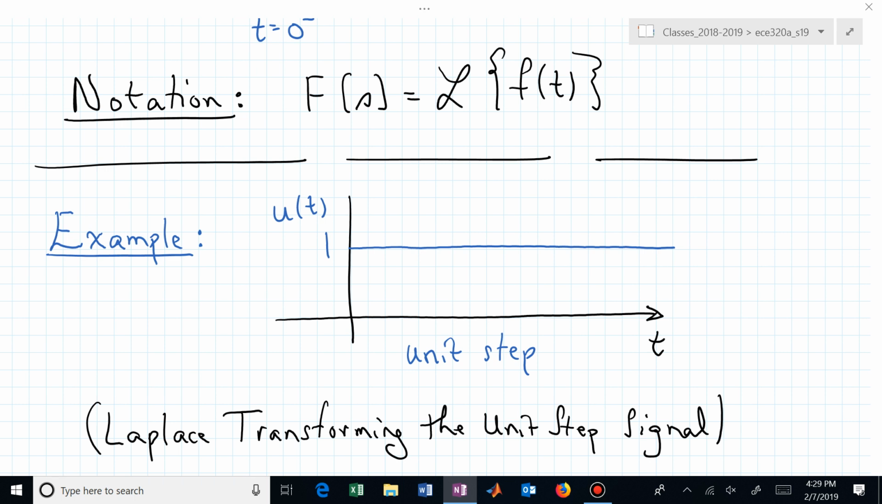It's a constant. So if I said, oh, you have a constant of 6, well, that's just 6 times the unit step. So if you know how to Laplace transform the unit step, you know the Laplace transform of 6, which is a constant. So let's see what this looks like as a capital U of s. What's the Laplace transform of this unit step?